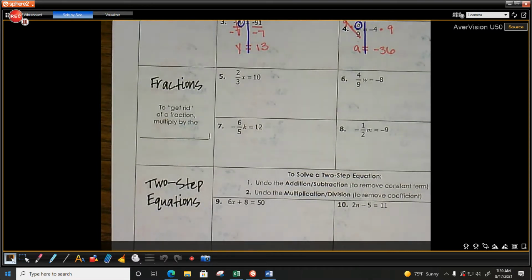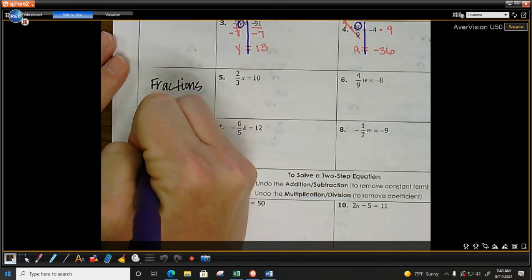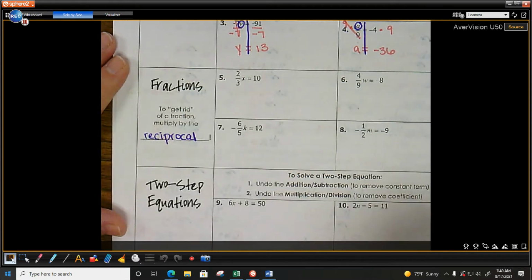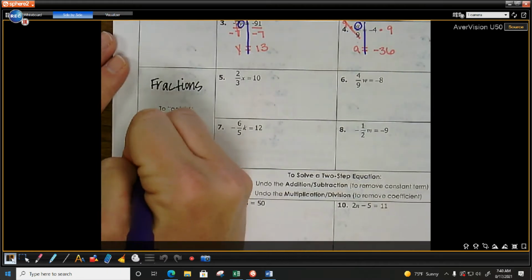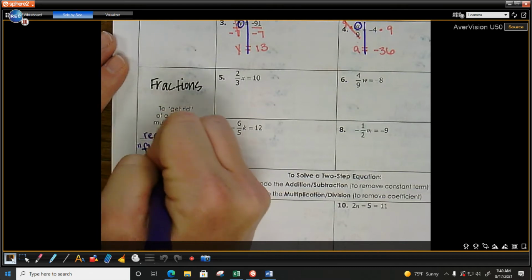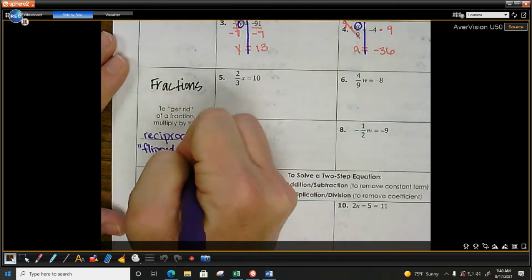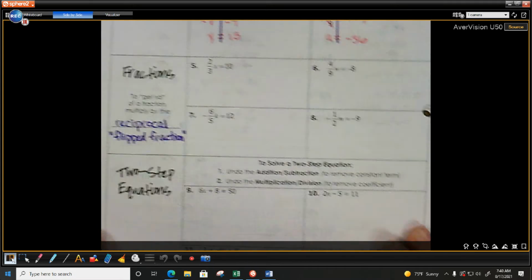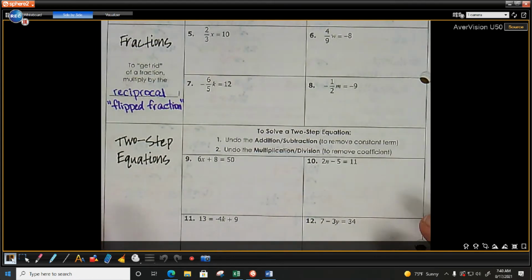To get rid of the fraction, you multiply by the reciprocal. What is a reciprocal, guys? Flipped fraction. A reciprocal is a flipped fraction.